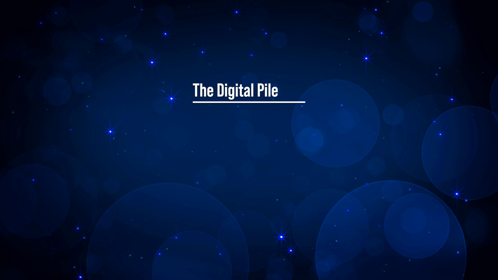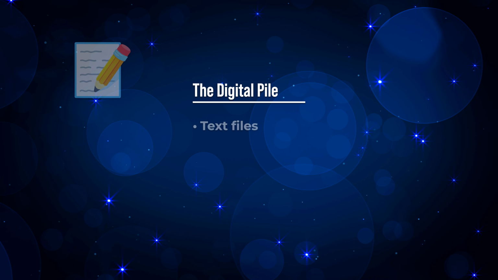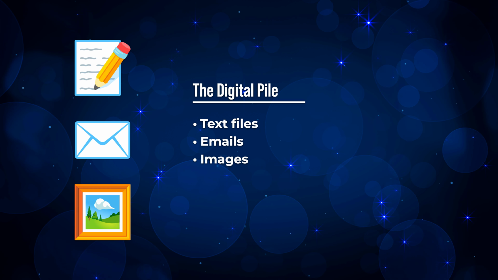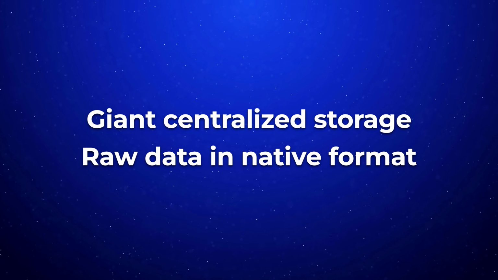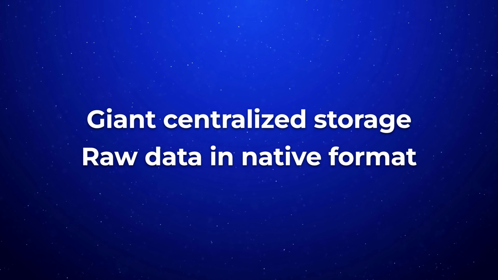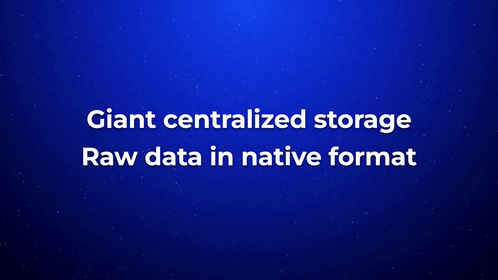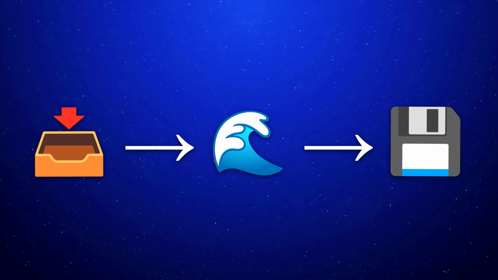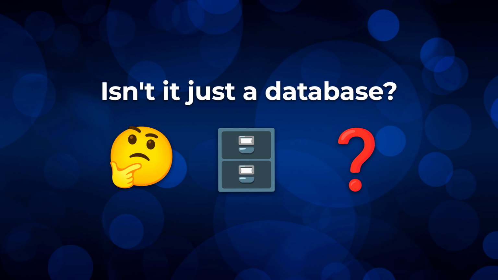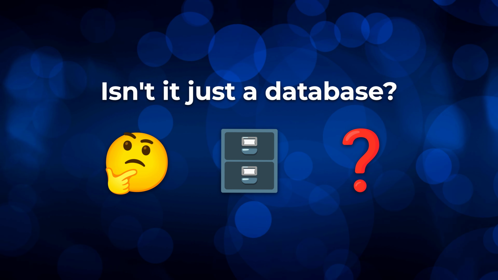Imagine you've got a massive pile of digital information. I'm talking text files, emails, images, sensor readings, and neat little spreadsheets. A data lake is basically a giant centralized storage repository that holds all of this raw data in its native format. You just pour everything in exactly as it is until you need it. Now, you might be thinking, isn't that just a database? Well, I'm going to show you the crucial difference in just a second.